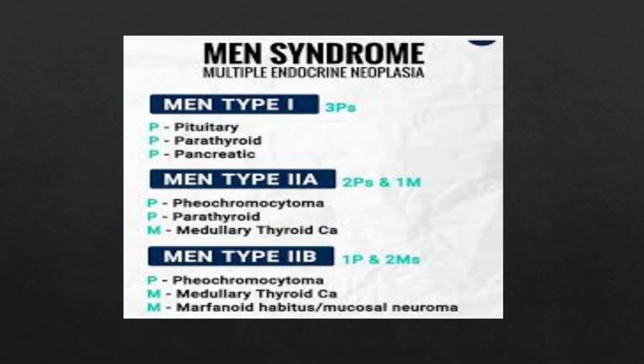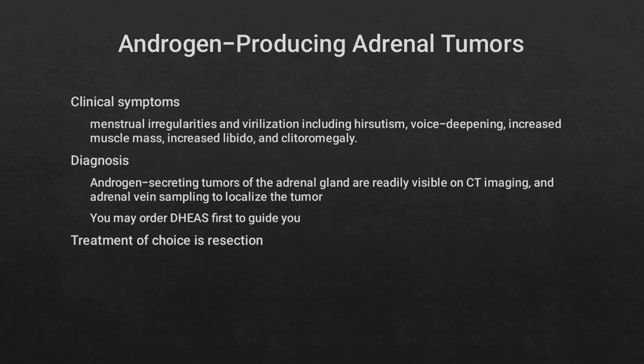That is a mnemonic for MEN syndrome. You can look for it. It's important. You should know it. Also high yield. And keep in your mind that MEN2, MEN2A, and MEN2B are associated with the RET gene. Okay, they always ask this.